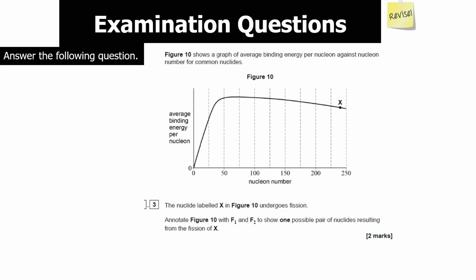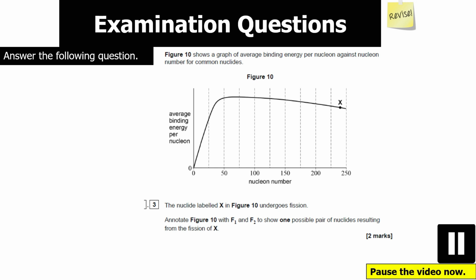Now the next question says figure 10 shows a graph of average binding energy per nucleon against nucleon number for common nuclides. The nuclide labeled X in figure 10 undergoes fission. Annotate figure 10 to show one possible pair of nuclides resulting from the fission of X. So pause the video now, then unpause the video when you want to go through your answer.